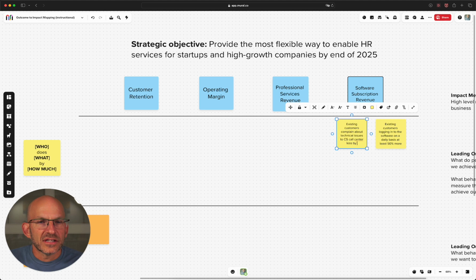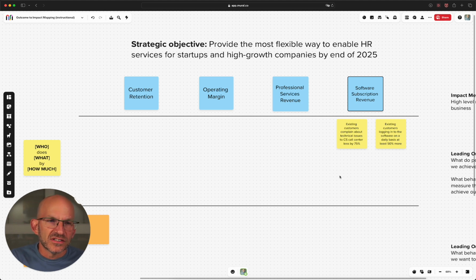Less, right? So they complain less by at least 75%. Something along those lines. Now, what we're doing here is we're starting to build all of the various things that people do in the system, right? They use the system, they complain about the system, they discover and use more of the system.